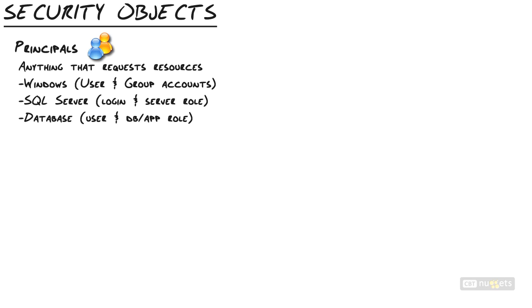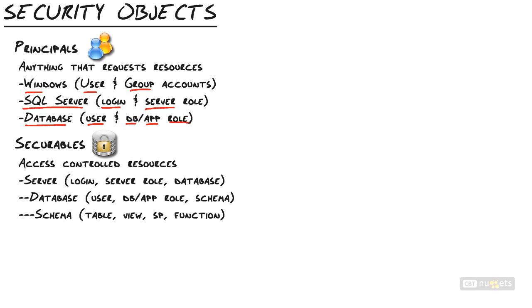Let's start at the core of everything when it comes to security, and that is principals. Principals are the objects that request resources. So in the world of Windows, we have user and group accounts, and within there's even local and domain user and group accounts. We have at the SQL Server level, the instance level, login and server role principals. And at the database level, we have user, database, and application role principals. So these are all the objects that can request resources.